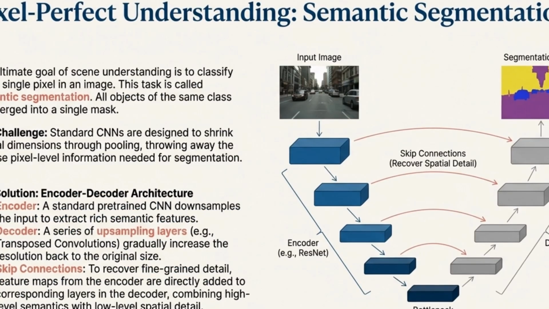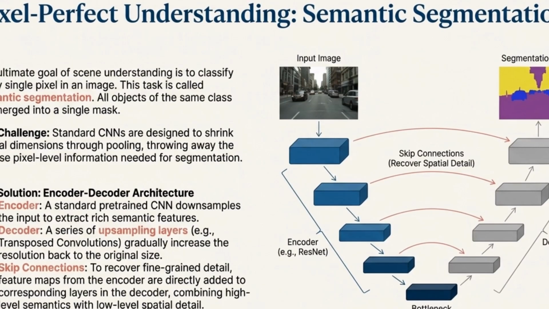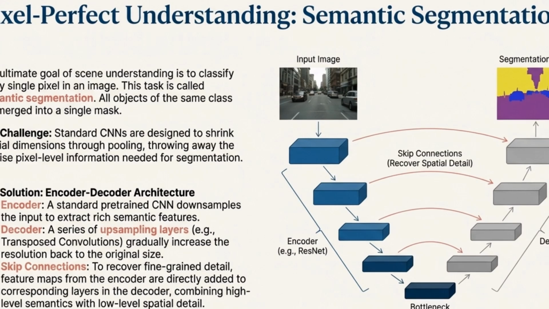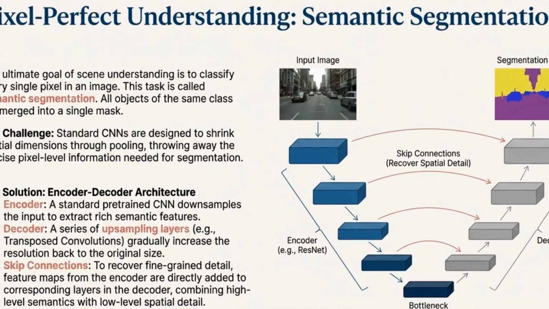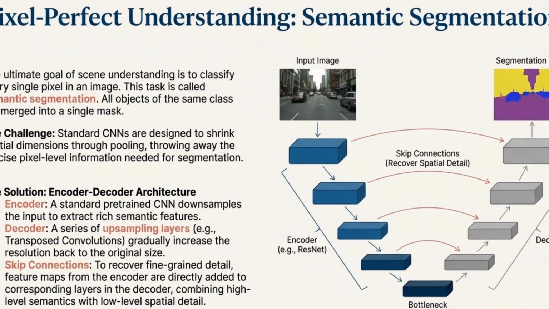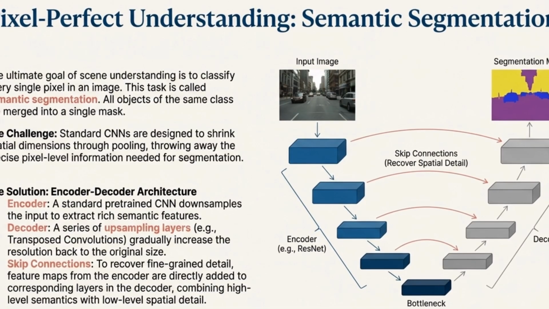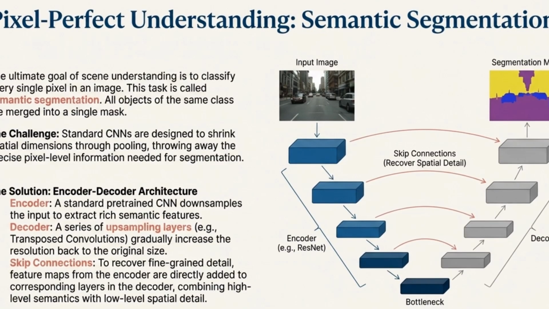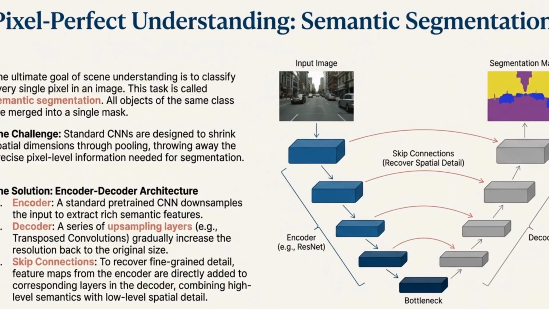Pushing the boundaries of computer vision even further, semantic segmentation aims for pixel-perfect understanding. The ultimate goal is to classify every single pixel in an image, assigning it to a specific class label, such as road, car, or building. This creates a segmentation mask where all objects of the same class are merged together. This task is crucial for applications like autonomous driving, where knowing the precise boundaries of objects is essential.